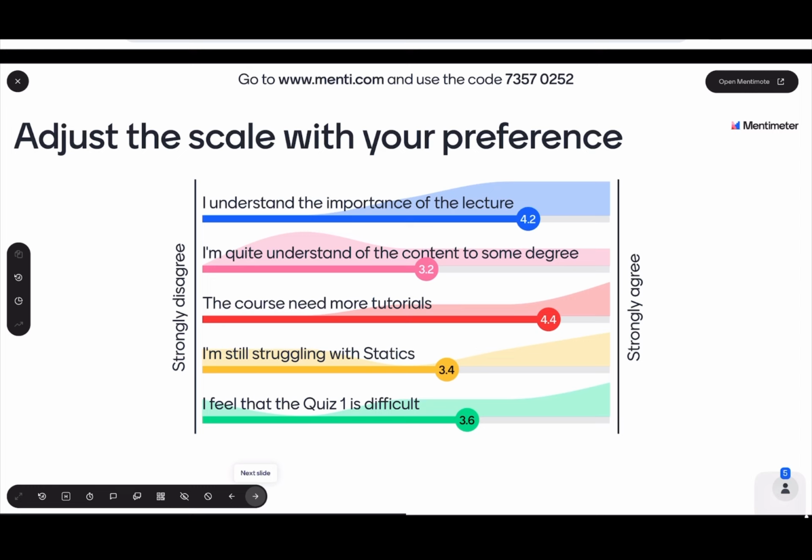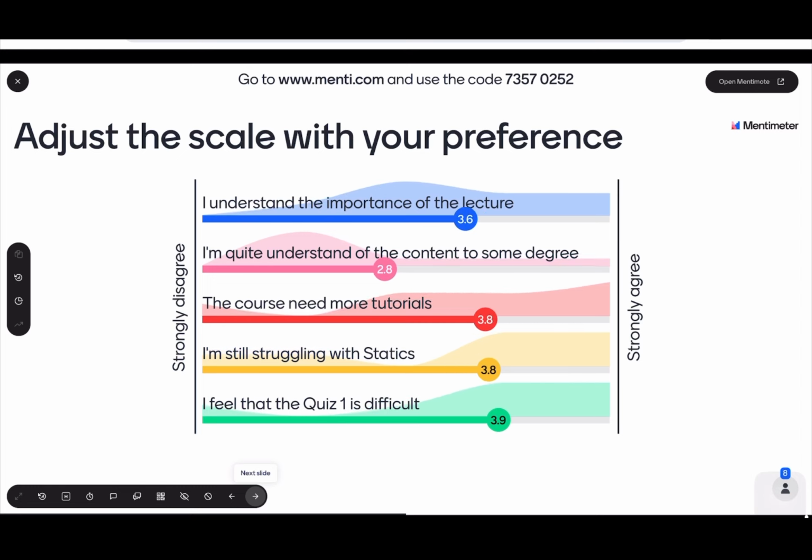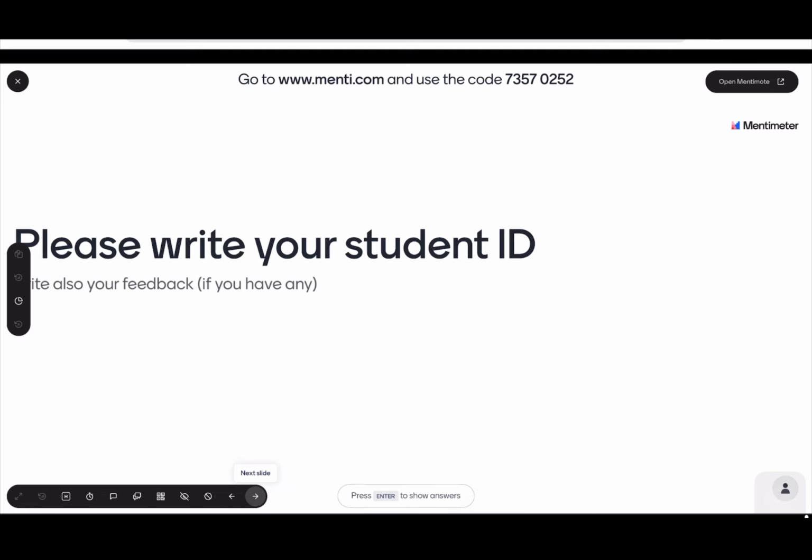Okay, is everyone done? Lastly, wait for some students. If you are still writing, anyone? Okay. The last one is just to make sure that you have the attendance for this survey.